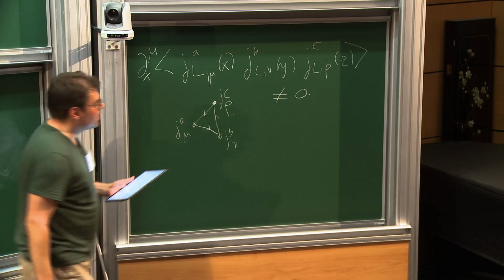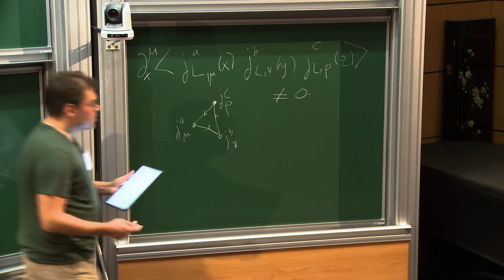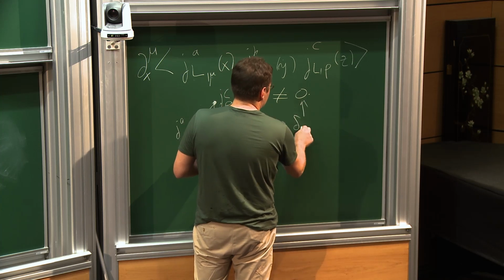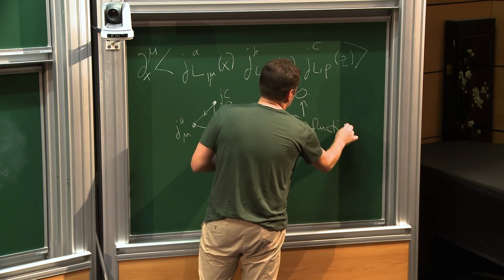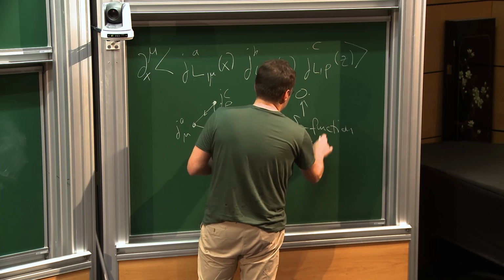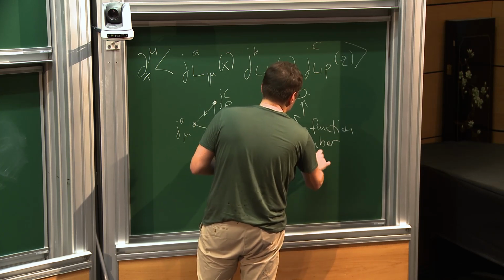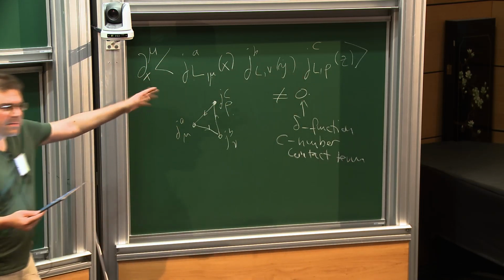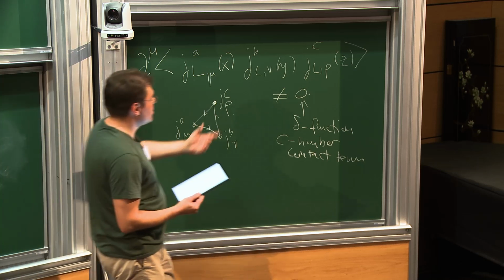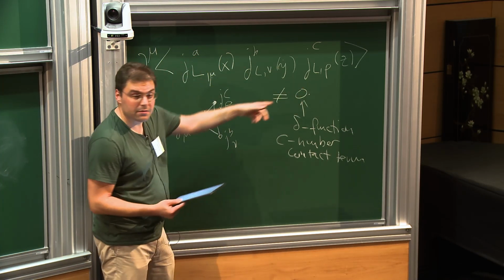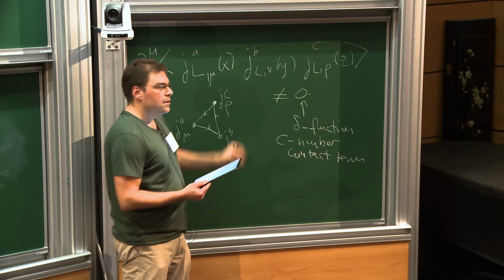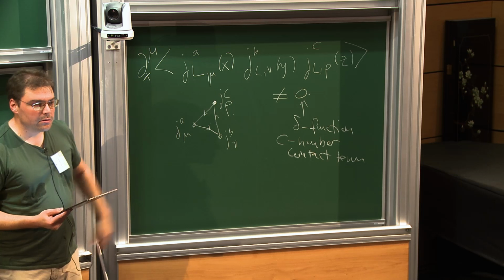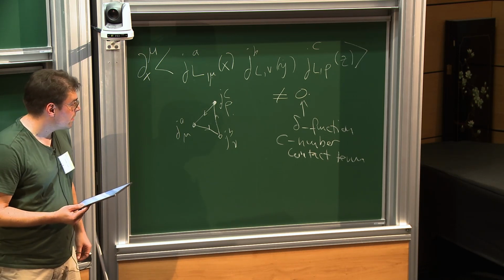Now, how badly non-zero is it? Well, it's almost zero. It's basically a delta function C number contact term. I'm not going to write down the formula because it involves some derivatives and some epsilons, which I don't want to get into. But essentially, it involves products of delta functions that forces all of these 3 currents to be at the same point in space. So you get a derivative of a delta function, and then some epsilon symbol to get the tensor structure right.